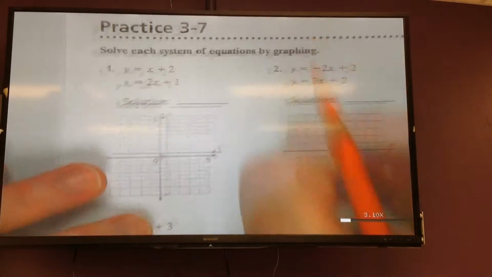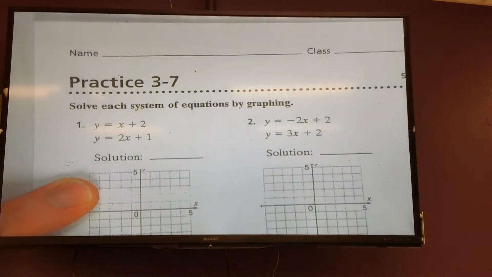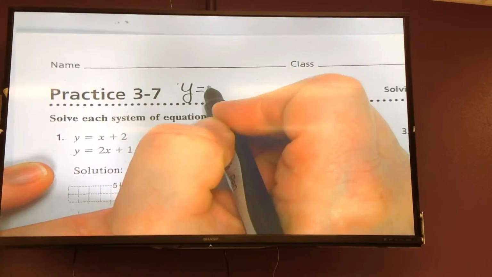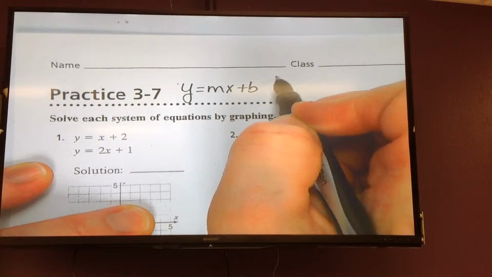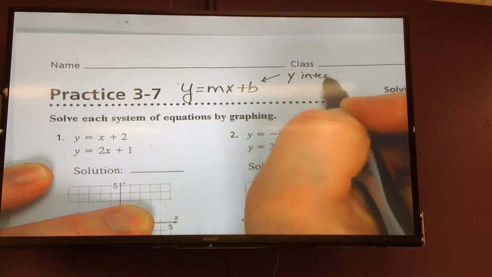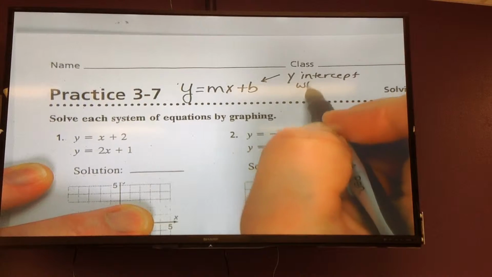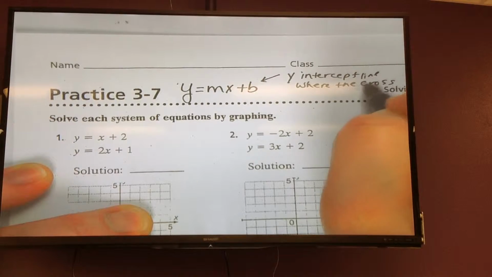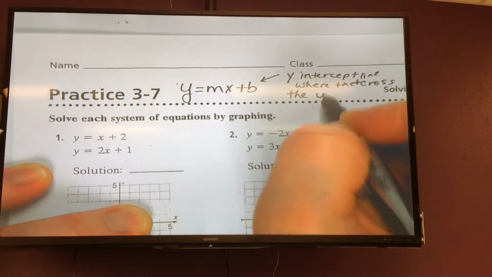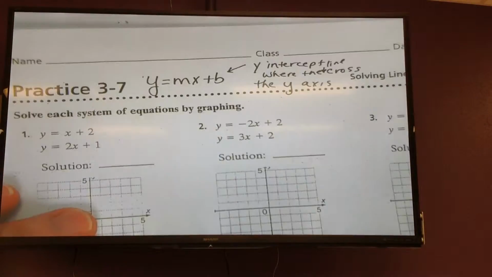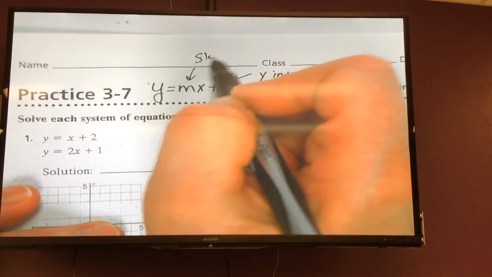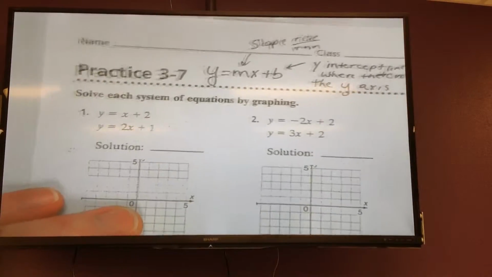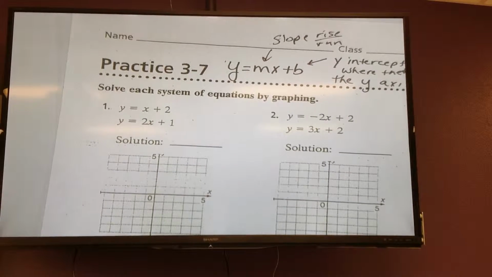One is to use the slope-intercept form, which if we go back to dig it out of the cobwebs of our brain here, it's y equals mx plus b, and b is the y-intercept. It's where the line crosses the y-axis. And then the m is the slope. That's the rate of change. It's the rise over the run. So I'm going to use that method to graph these. It just seems to go quicker.